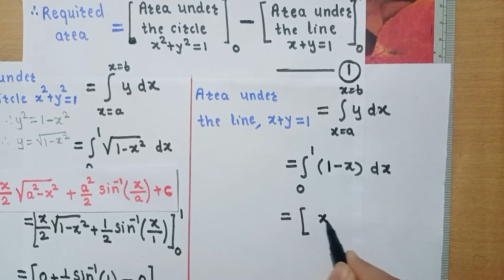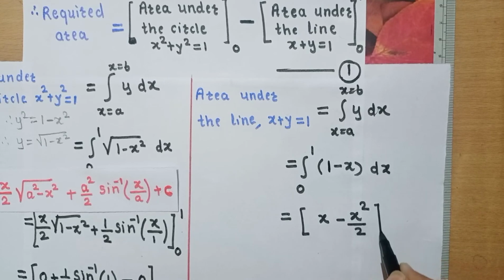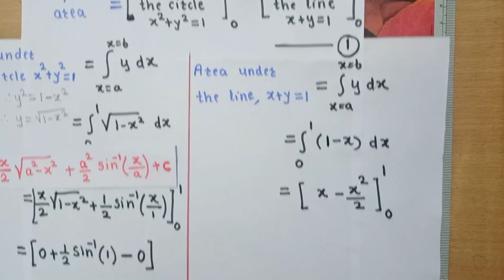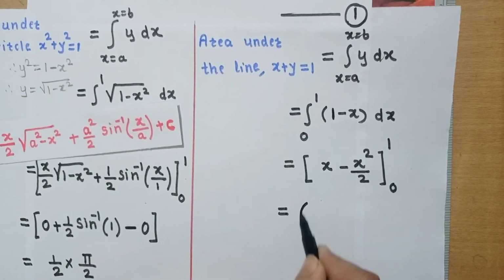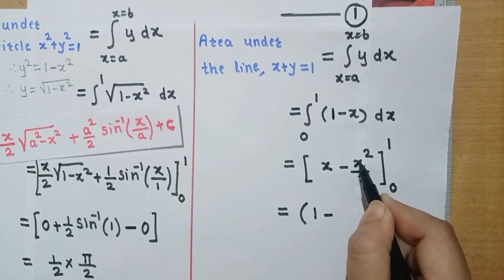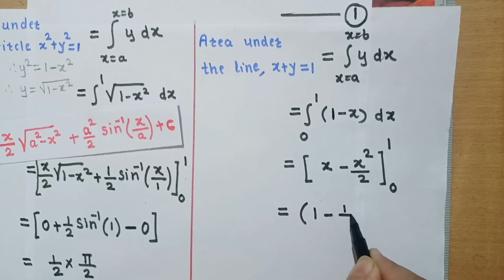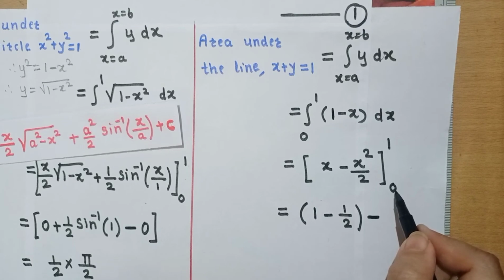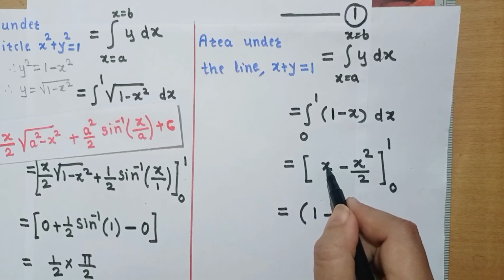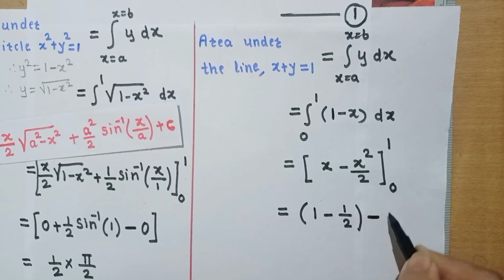Integration of 1 is x and integration of x is x square by 2. We will use the x raised to n formula here. Limits are from 0 to 1. So first we will substitute this upper limit. This is equal to, here if x is equal to 1, 1 minus, now x is 1, so 1 square is 1 upon 2, and then the middle sign is minus. Now substitute the lower limit. So when x equal to 0, this is 0 and 0 upon 2 is also 0. So simply we will write here 0.